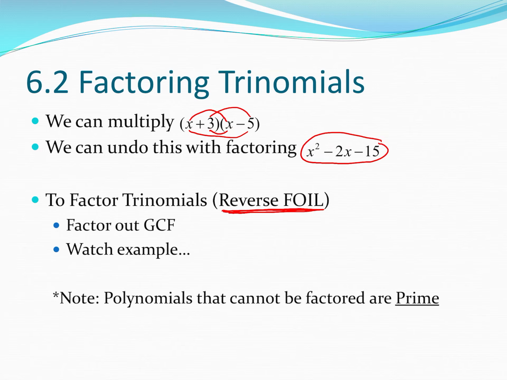So first thing we're going to do is we're always going to try to factor out the greatest common factor. That again is number one priority every single time. Just like when we talked about with grouping, we're trying to take out the greatest common factor first. Same thing here. Now, if your polynomial cannot be factored, it is considered to be prime.